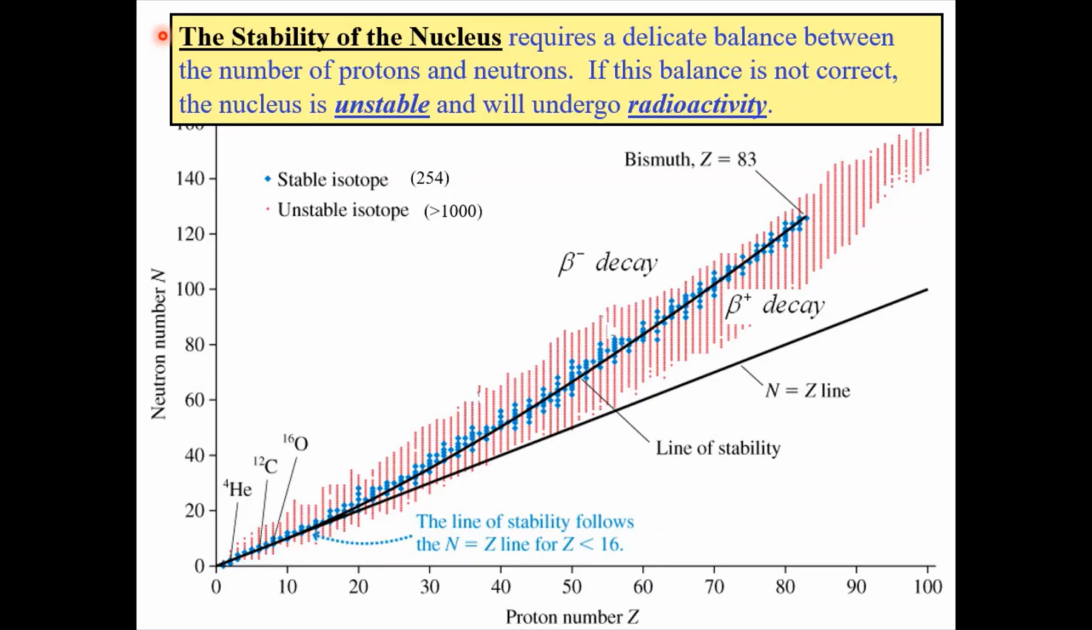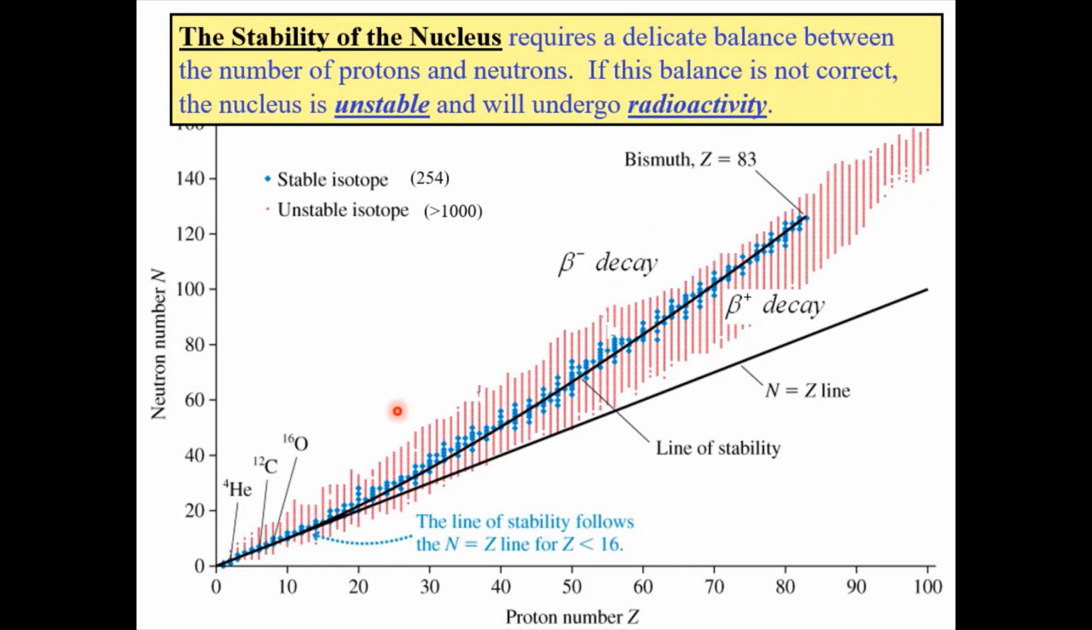We left off in Part 1 of this lecture talking about the stability of the atomic nucleus. And the main point was that the stability of the nucleus requires a very delicate balance between the number of protons and neutrons. And if we don't have the correct number of protons and neutrons, the nucleus becomes unstable. What happens with an unstable nucleus is it becomes radioactive, and it will undergo a process called radioactivity, in which it lets off radiation, and it eventually tries to stabilize itself.